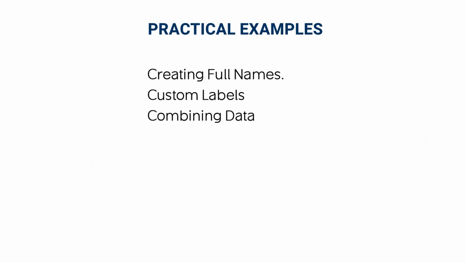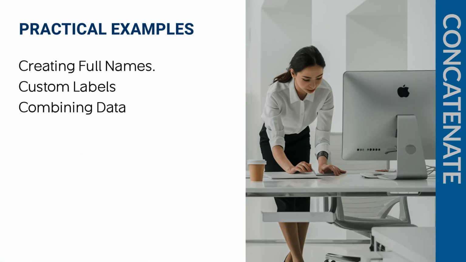The concatenate function is incredibly versatile and can be used in various scenarios. Here are some practical applications. Creating full names. Merge first and last names to create full names in a single cell. Custom labels. Combine product codes, categories, or other attributes to create custom labels for products or reports. Combining data. Join data from different columns to create unique identifiers or entries for further analysis.